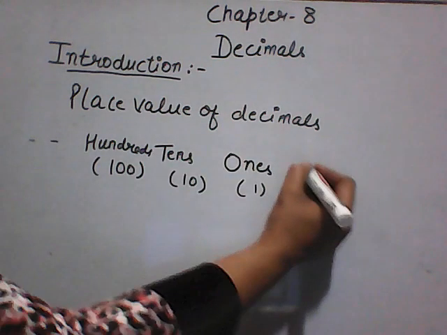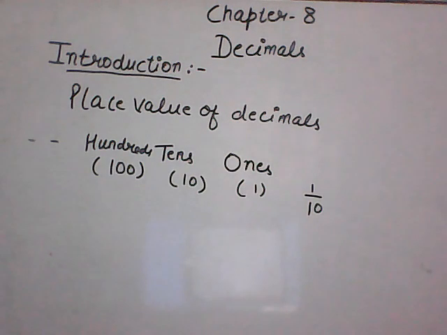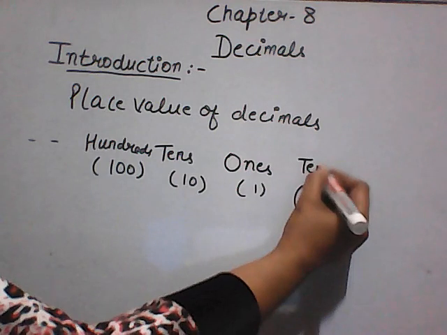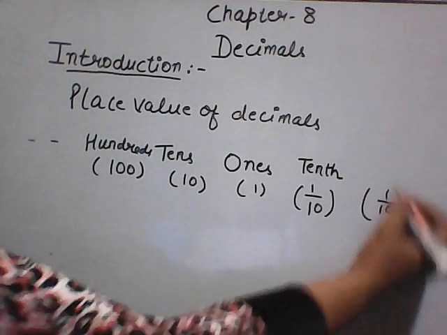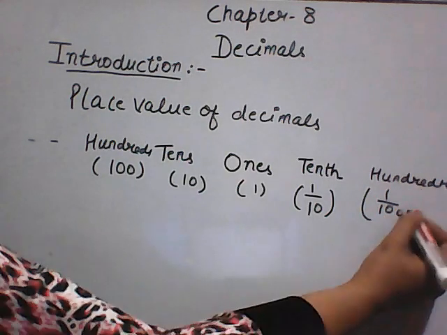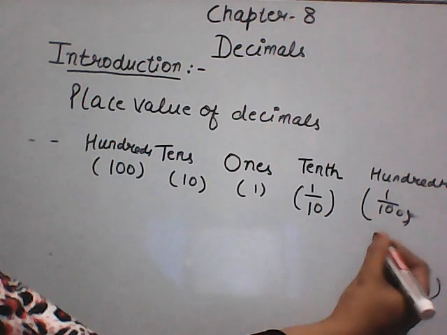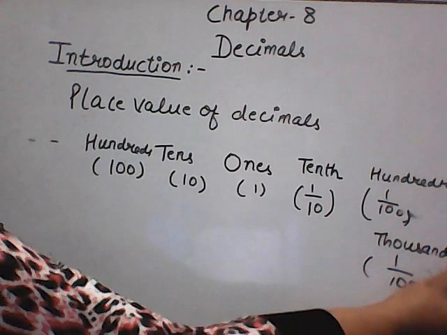Now, what about the fractional part? If I write 1 by 10, the place value of the decimal part decreases in powers of 10 from left to right. Here 1 by 10 is denoted as tenths, 1 by 100 is denoted as hundredths, and 1 by 1000 is denoted as thousandths, and so on. In this way, we can put decimal numbers in the place value chart.